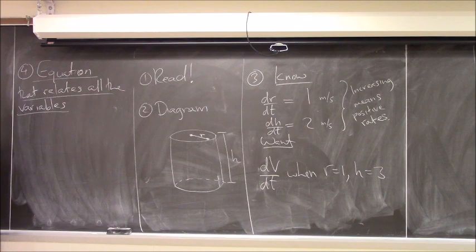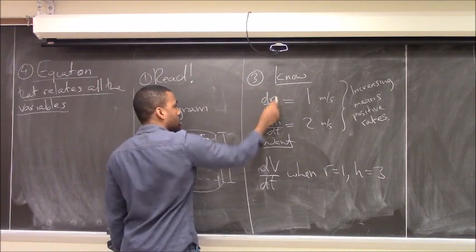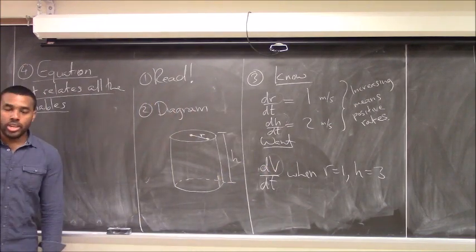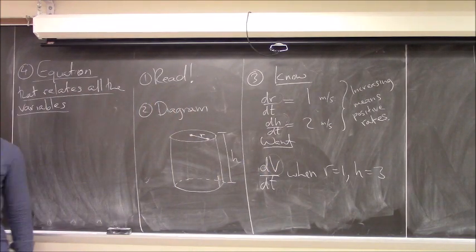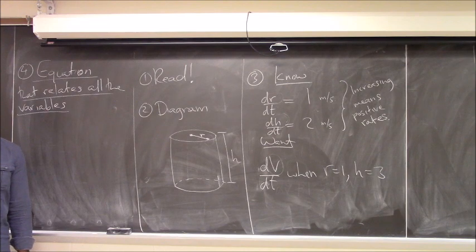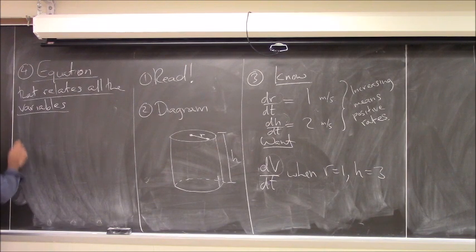Right? So one thing you'll notice, what are the variables here? There's an R, there's an H, and there's a V. So I need an equation that has all those guys in it. So you guys remember how to find the volume of a cylinder? Pi r squared times height. Pi r squared h.